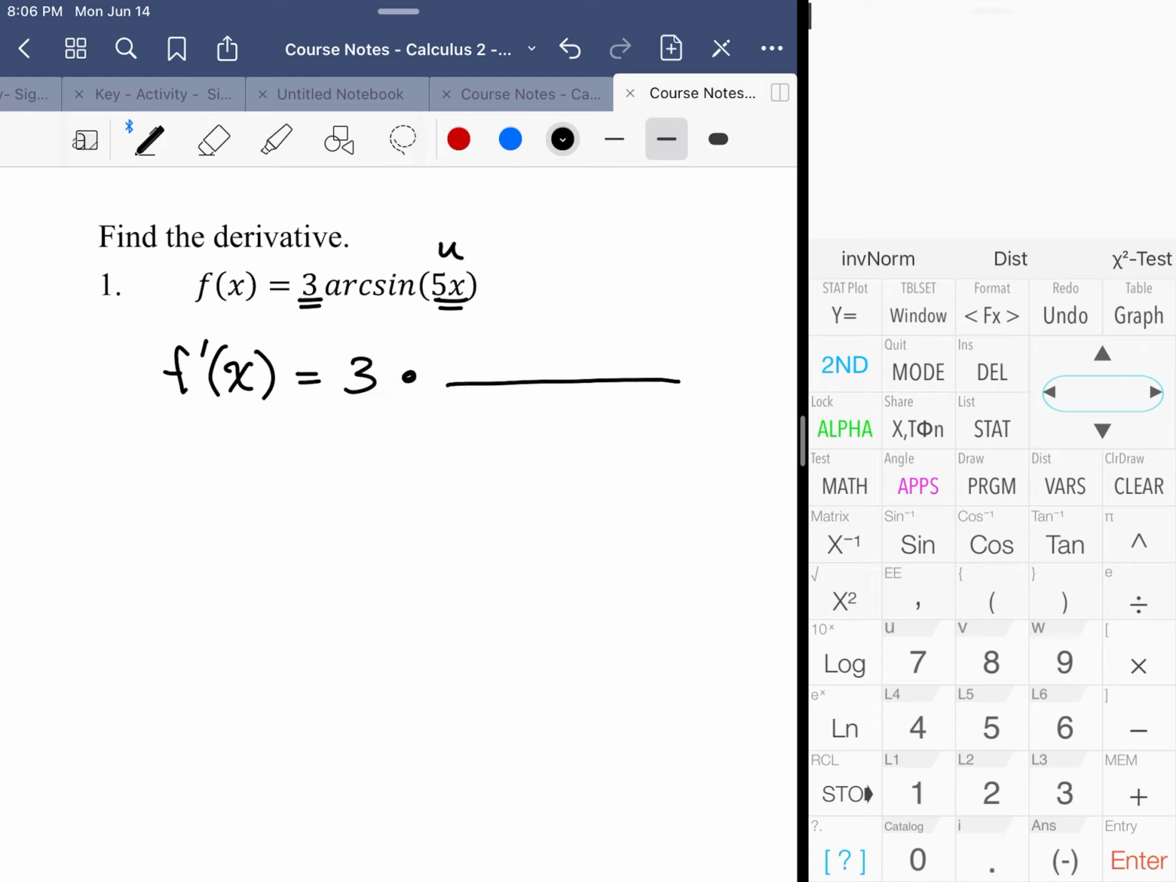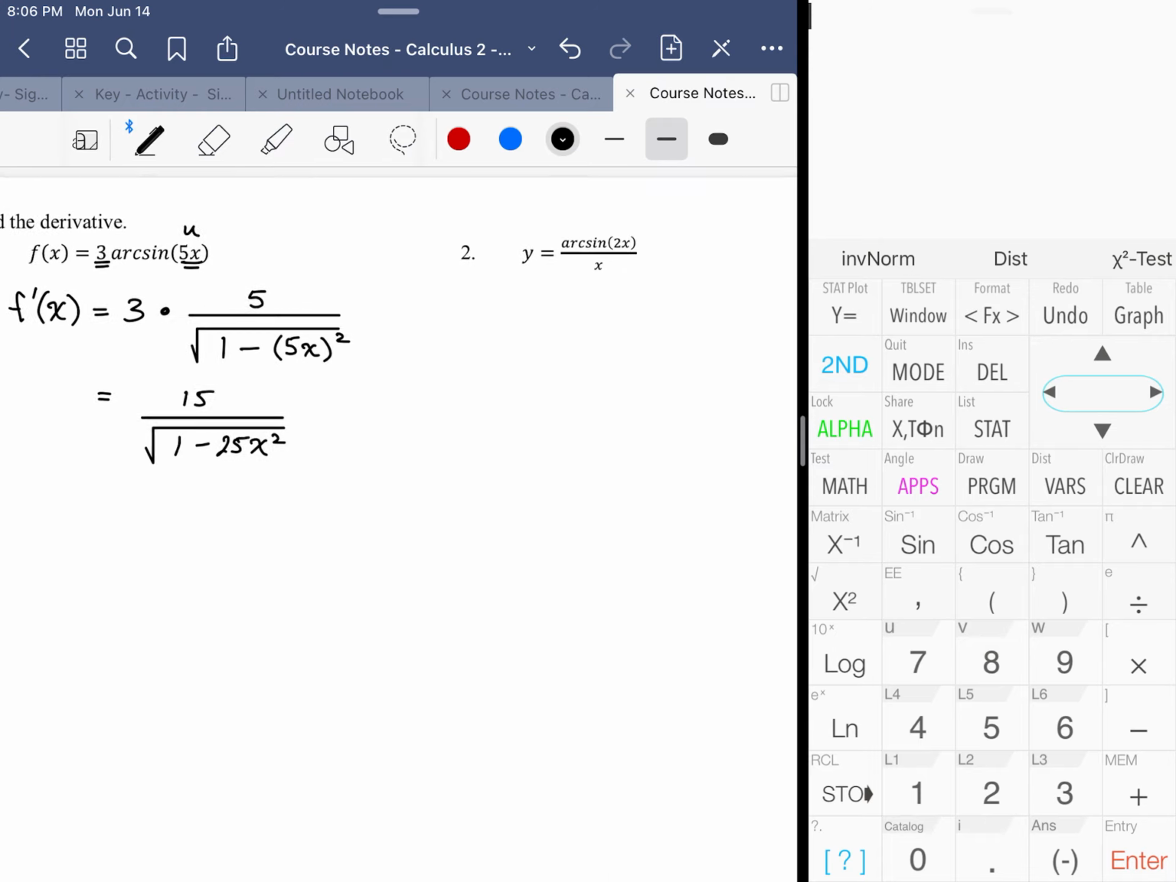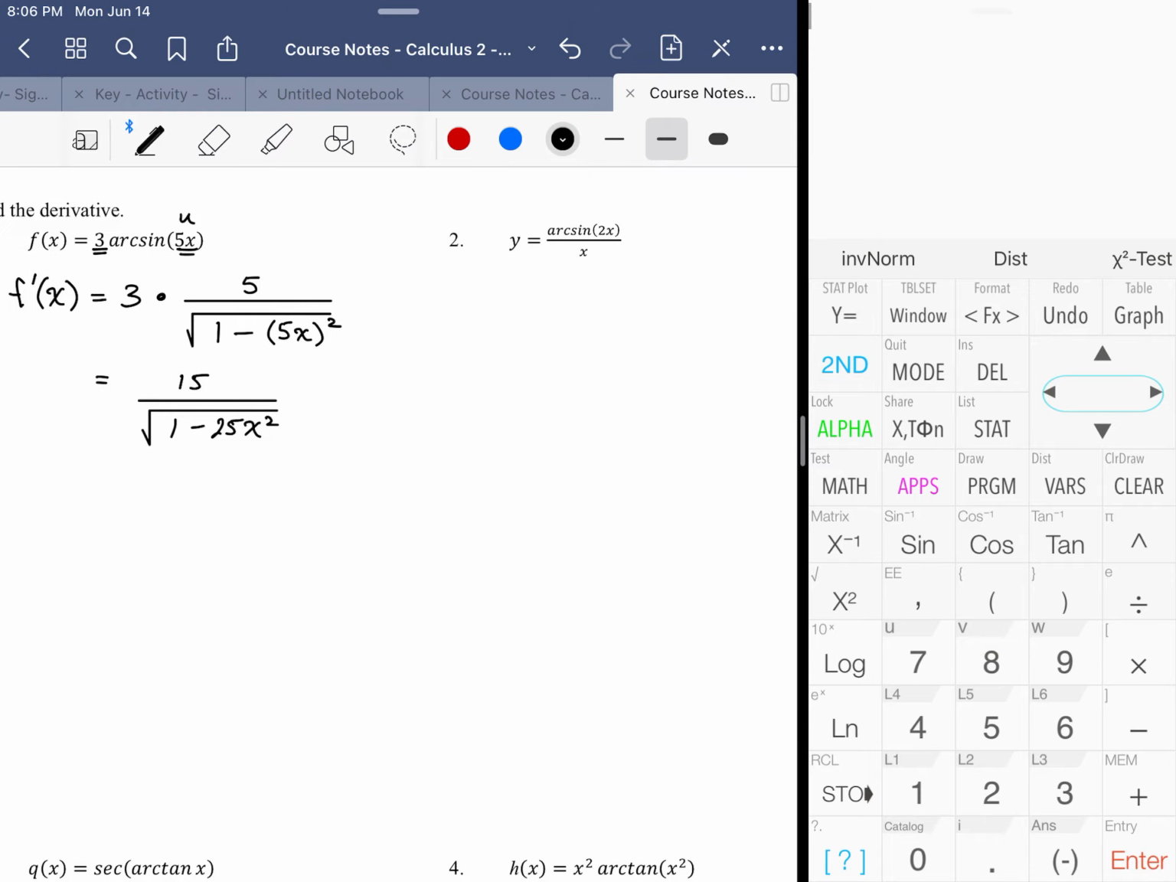3 times u prime, which is going to be the 5, over the square root of 1 minus u squared. So 15 over the square root of 1 minus 25x squared. Alright, so that's not too bad. The next one, though, is bad.